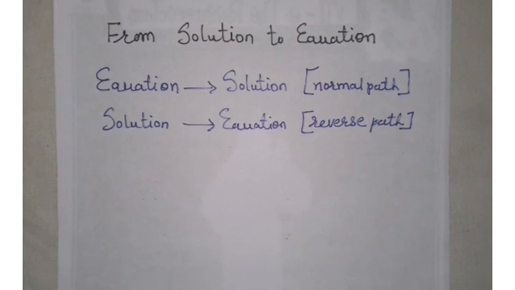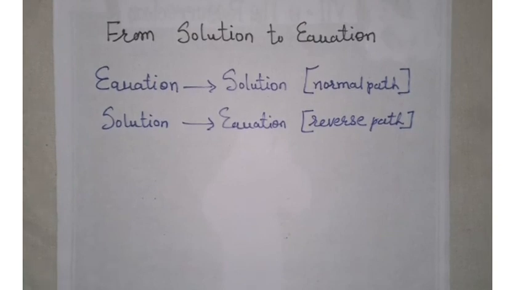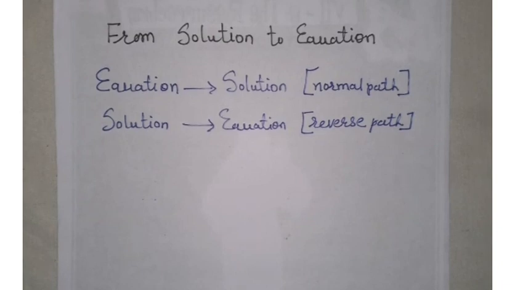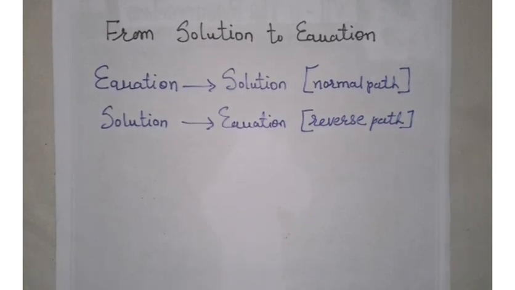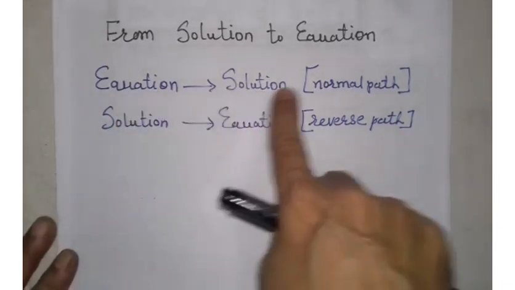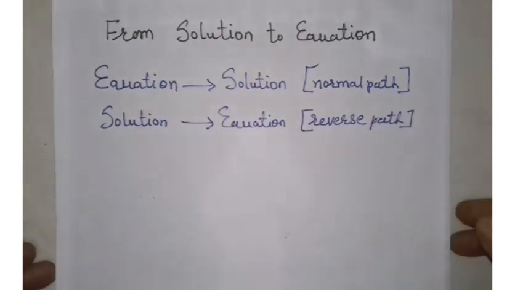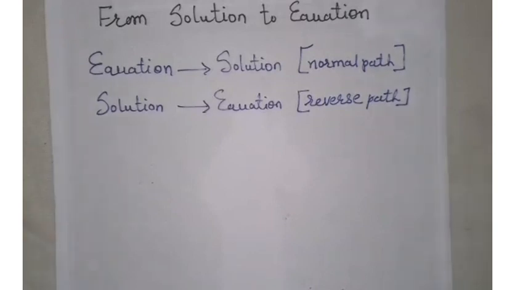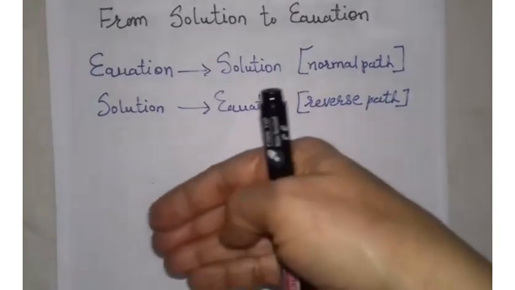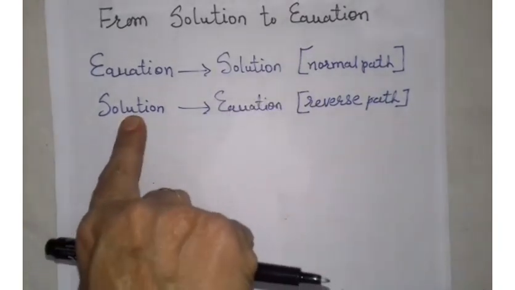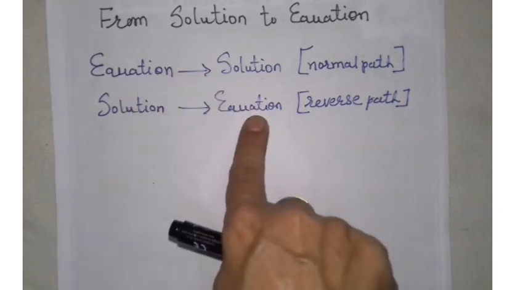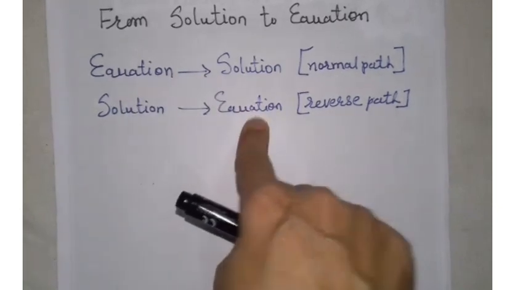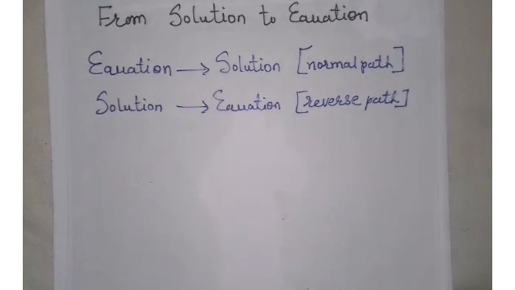Students, we know how to form an equation, correct? And then after forming an equation, we used to solve the equation. Equation to solution is the normal path, right? First we form an equation, then we solve that equation. Now this is a reverse path. First the solution has been given and we have to form an equation. How to do that? Let us understand.